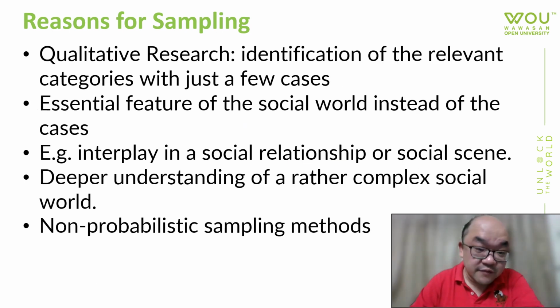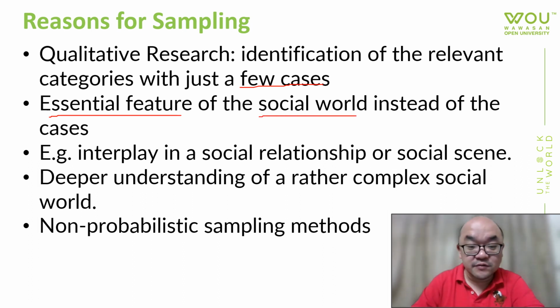Now, for qualitative research, the reason for sampling is a bit different. Again, the focus is no longer on representativeness or mathematical identity, but on identifying the relevant categories with just a few cases. You want to get the information you require, all the rich data that you mentioned in Unit 1, with just a few cases, so number is no longer a focus here. The focus now is to generate information regarding the essential features of a social world, through interaction, like through conversation, etc.